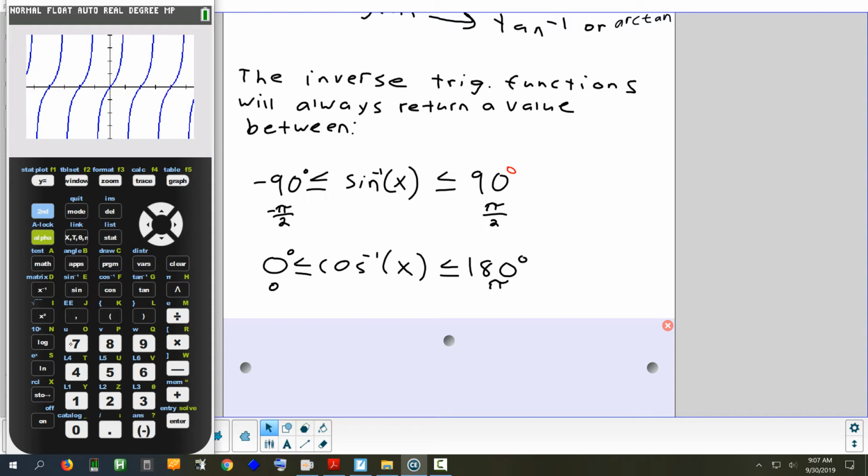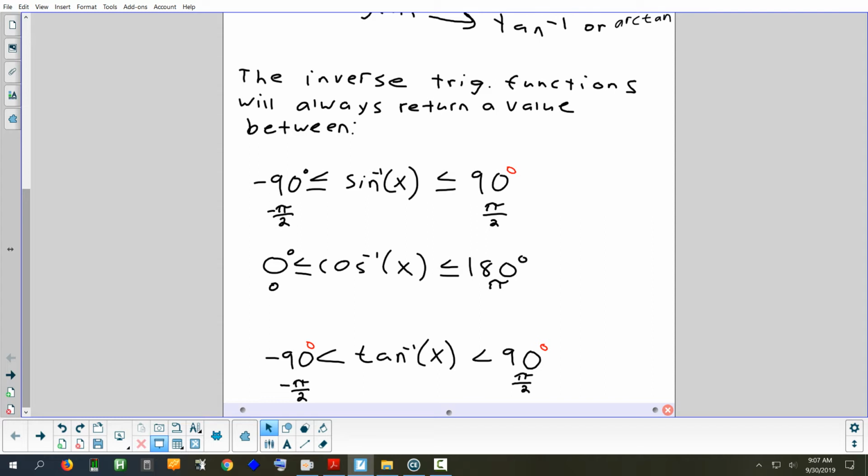And you can probably imagine where you could have the same problem. If you put a horizontal line, it would hit the graph a bunch of times. So what we're basically going to do is block off what we don't want to look at, and we're just going to go between negative 90 and 90 again.